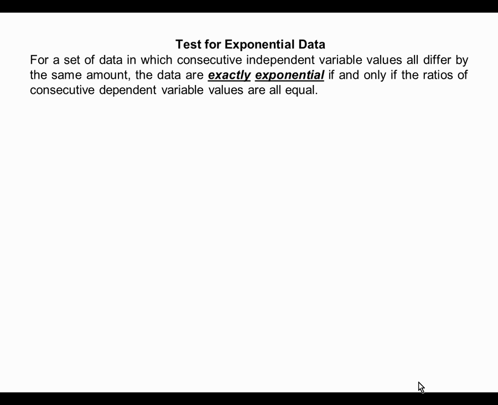Now, sometimes it's kind of obvious that to go from one y value to the next one, you multiply by a simple number like 2 or 3 or something like that. So sometimes it's kind of obvious. And other times when it's a really bad number like 0.73, you might actually have to do the ratios.